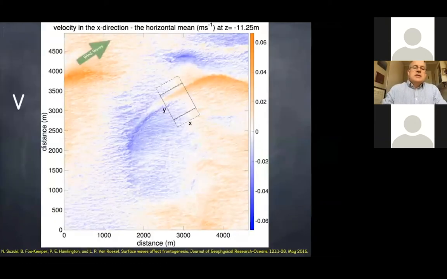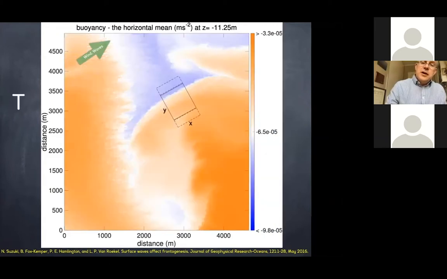Okay, so the last piece of this story, let's talk about one front in particular. Here's a nice one within that simulation, and this is showing the horizontal velocity. So there's the surface part of that front. It's right in the same direction as the wind and waves, so we expect a strong Stokes shear force.